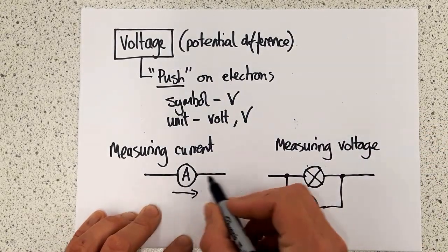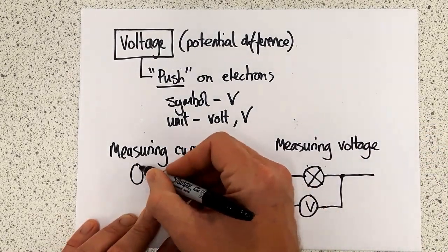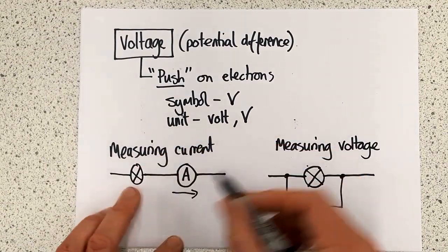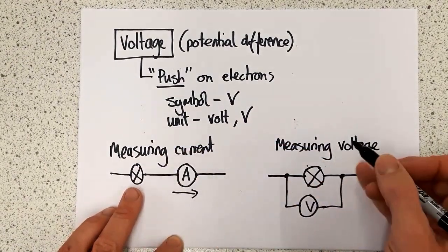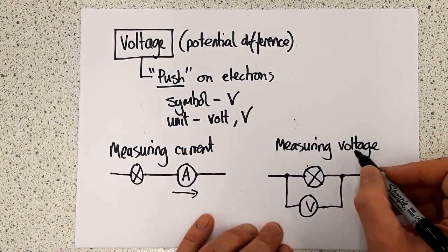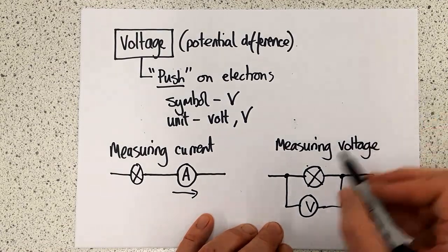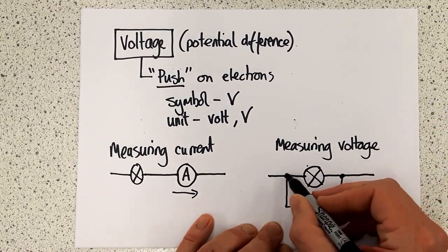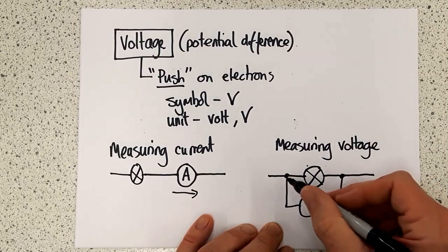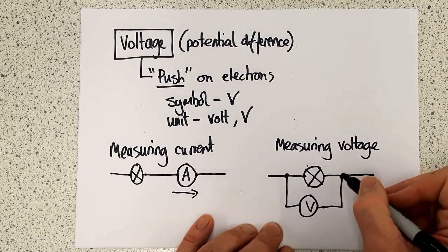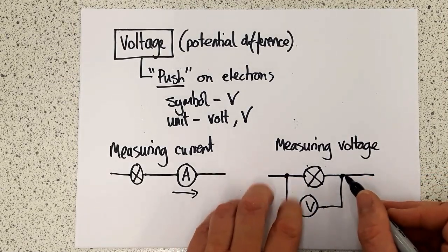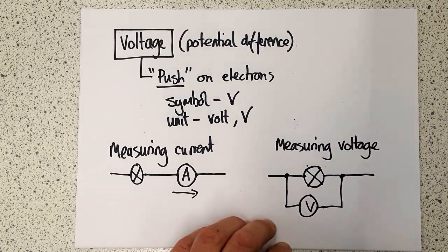Remember, current is a measure of flow through something. That's why the ammeter is in the main part of the circuit. So for example, I'm measuring the current through this bulb, the current flows through the ammeter. But when I'm measuring the voltage, then I'm measuring between 2 points on the circuit, and I don't want to have any influence on the circuit apart from just touching on the circuit on those 2 parts.